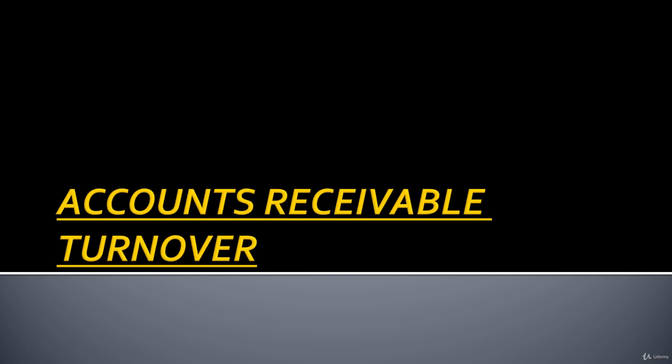The next efficiency ratio we'll look at is the accounts receivable turnover. This ratio is very similar in its structure to the inventory turnover ratio, except now we interpose accounts receivable in place of inventory. The second factor we need to mention is that this ratio is used for internal purposes, for those within an organization instead of externally from those outside.